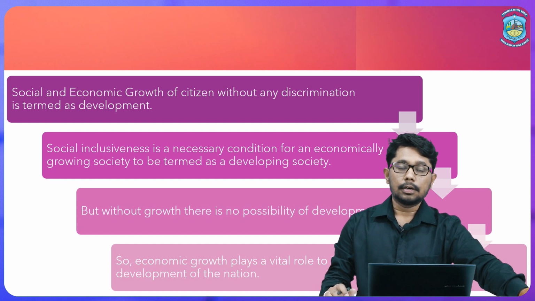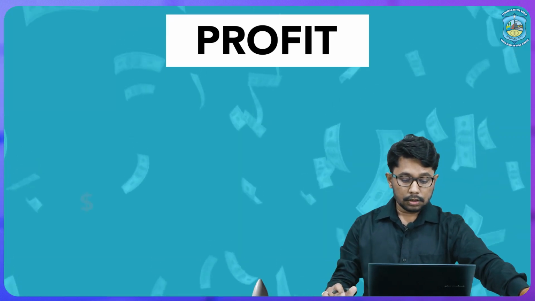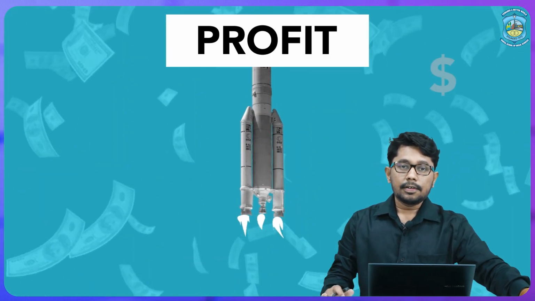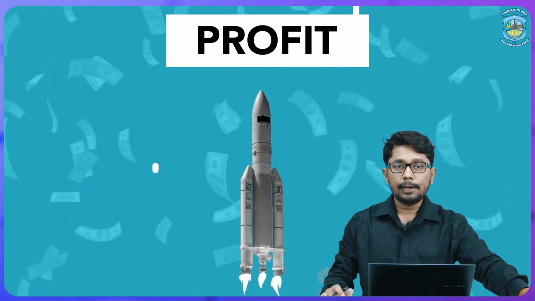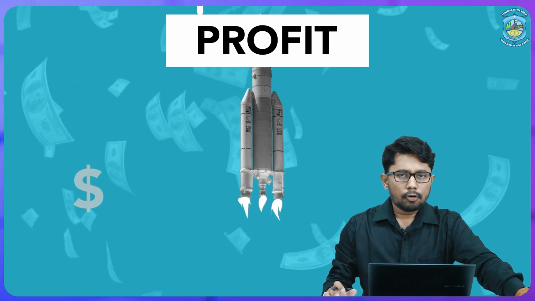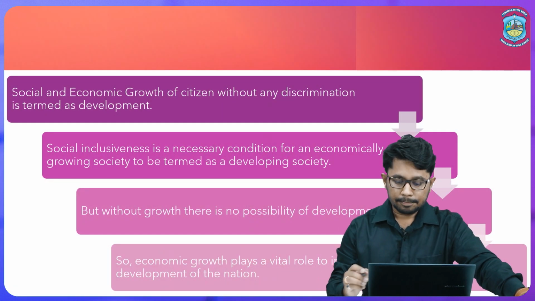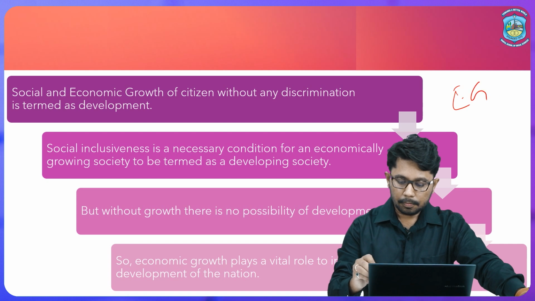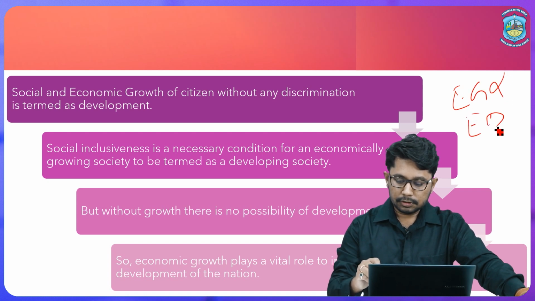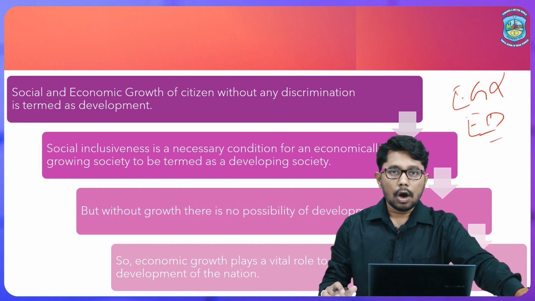Like we are the fastest growing economy in the world, and it is our need to be very inclusive in nature. But without growth there is no possibility. So my friends, there are two things going on simultaneously: one is economic growth and the second is economic development. Economic growth and development have a direct relation. In economic theory, we can say economic growth is directly proportional to economic development, which means if economic growth increases, development will automatically increase. So how could we increase the economic growth?